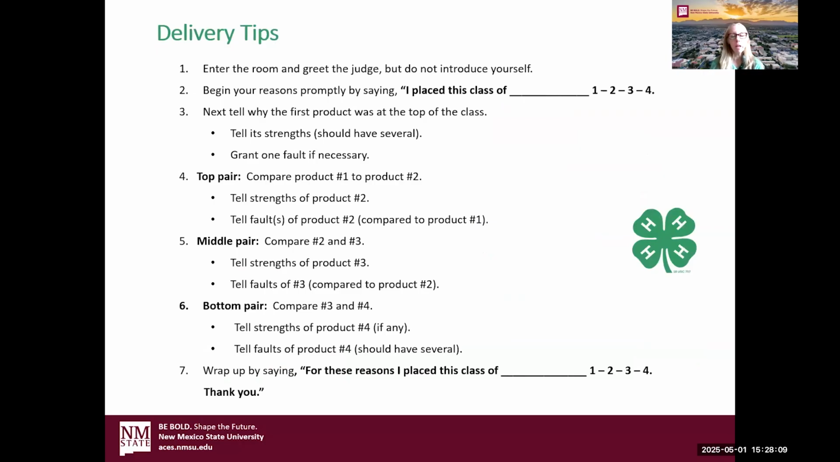So here's just a snapshot of what a set of reasons might look like. And this is very basic. As you write your reasons, you're going to fill in a lot of the parts and pieces based on the notes that you took when you were viewing the class. So let's start with number one.